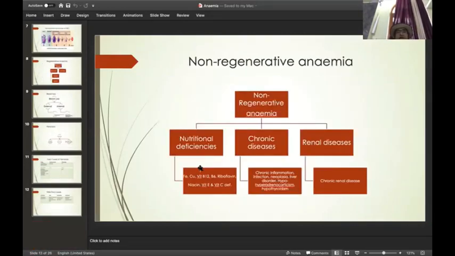Now coming to non-regenerative anemia, as we know this is a very, very poor prognostic condition, and initially it may be produced due to some deficiency that leads to reduced production of RBC. For example, there may be deficiency of iron or copper in the body, but if that deficiency remains for a very long time, the animal enters into the non-regenerative form.